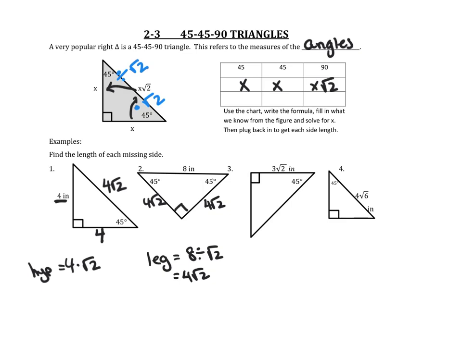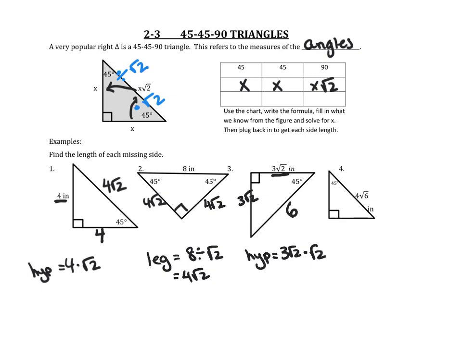In the third example, we're again given a leg, so the other leg will be exactly the same, and it will be 3 root 2 inches. And then to go to the hypotenuse, we will multiply our leg, the 3 root 2, by root 2. Just as we did in the first example, we took the leg and multiplied by root 2. And in this case, we will get 6.